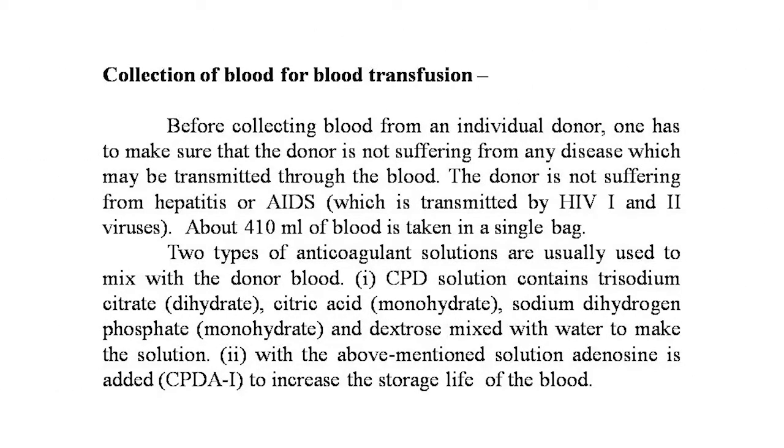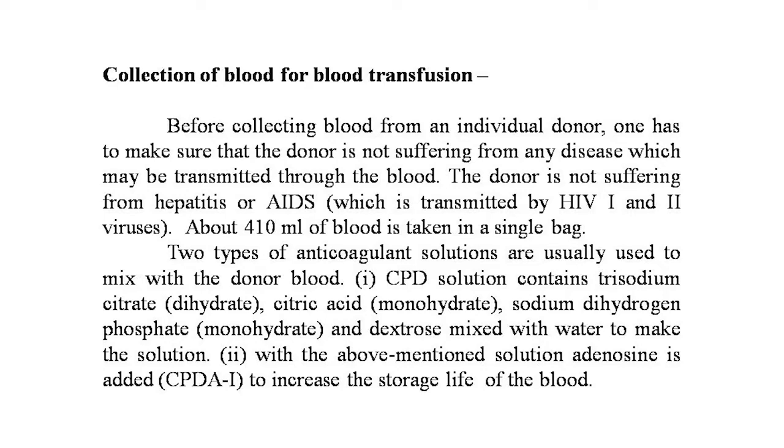Before collecting the blood, this is the most important point. Before collecting blood from an individual donor, one has to make sure that the donor is not suffering from any diseases which may be transmitted through the blood. The donor must not be suffering from hepatitis A, B, C, D, E or AIDS, which is transmitted by the HIV first and second viruses. About 410 ml of blood is taken in a single bag at a single sitting.